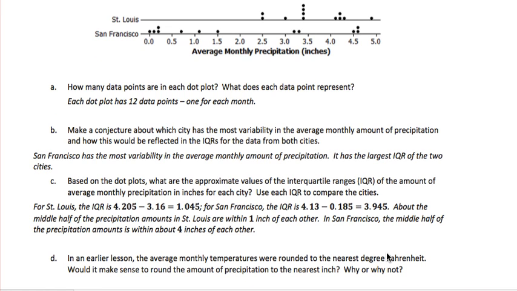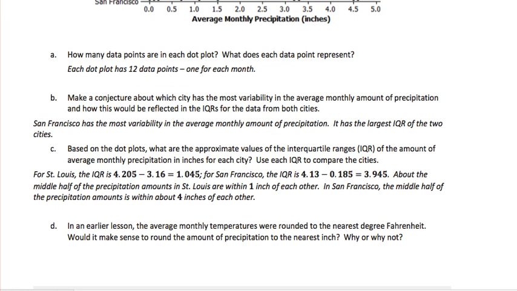In an earlier lesson, the average monthly temperatures were rounded to the nearest degree Fahrenheit. Would it make sense to round the amount of precipitation to the nearest inch? Well, we could argue both ways, depending on what our data looked like. But in this particular example, rounding to the nearest inch, because there's such a big difference between the two interquartile ranges, probably doesn't matter and might make it easier for us to communicate it.